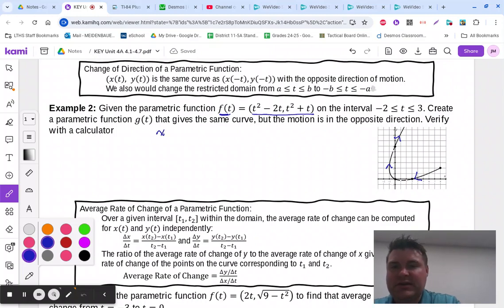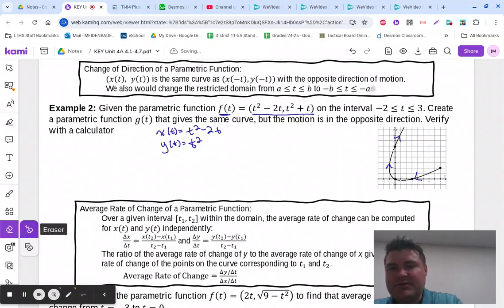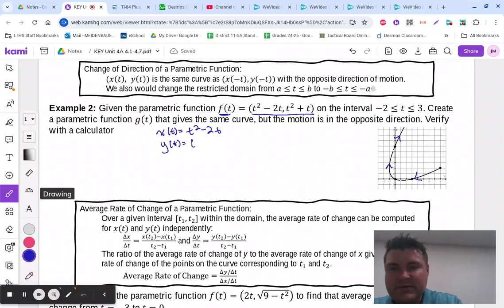So real quick, from this, x of t is t squared minus 2t. And y of t is t squared plus t. Sorry about the poor penmanship. The delay when I'm writing makes it worse.